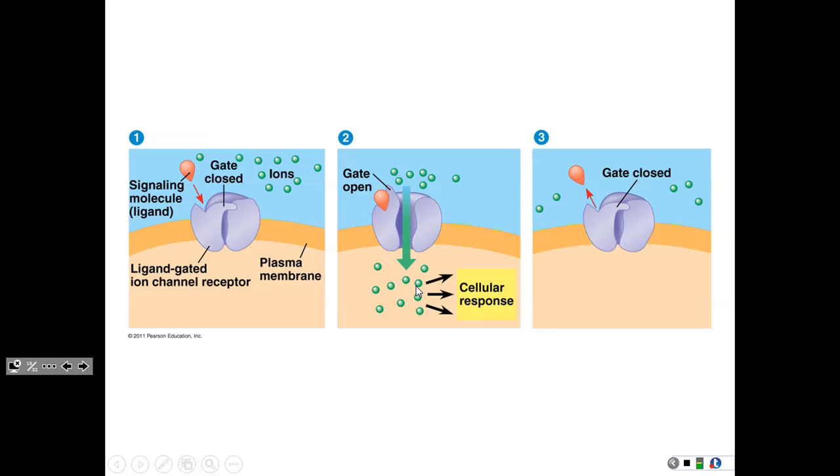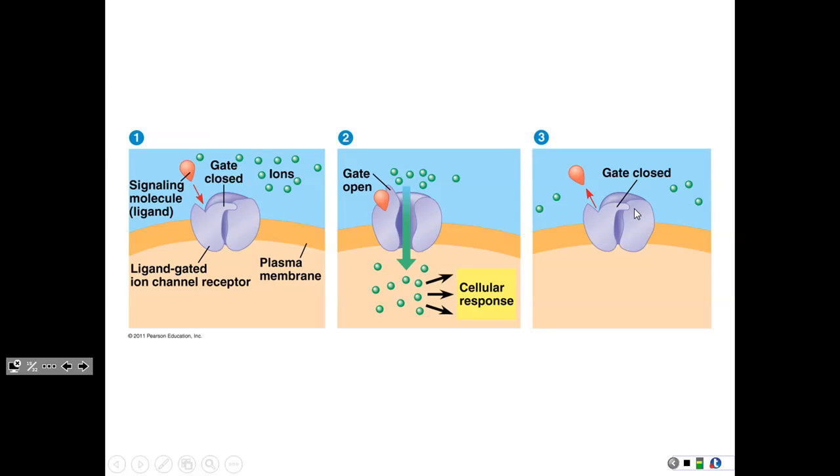There's a concentration gradient, right? You're just going to diffuse down the concentration gradient as soon as that channel is open and available for those ions to pass through. At some later point in time, if the signal molecule falls away, the flap comes back, covers up the channel, and you stop with the flow of the ions.